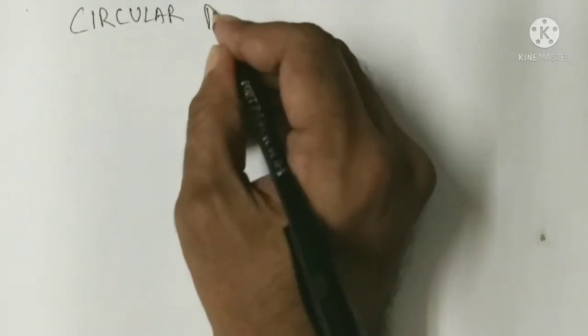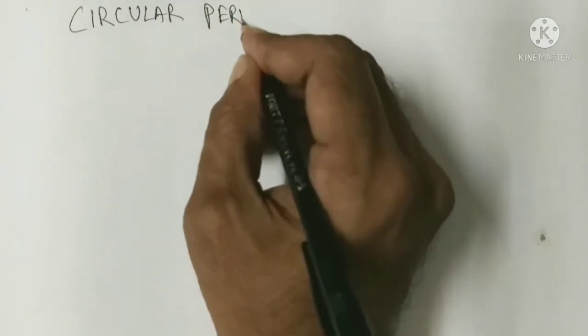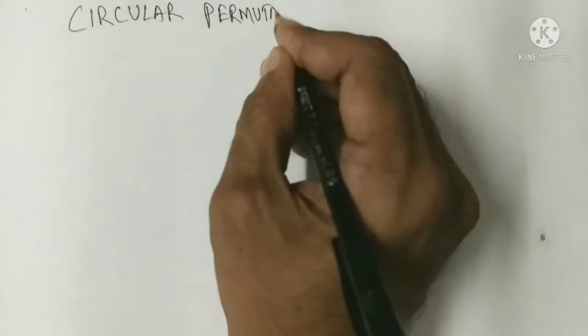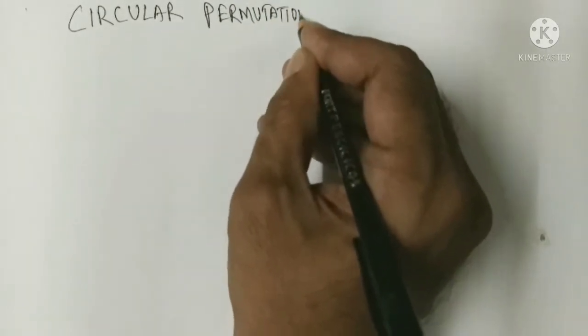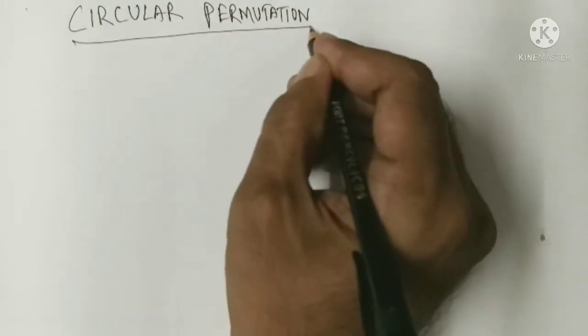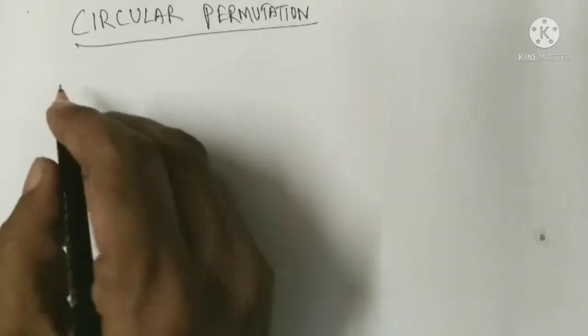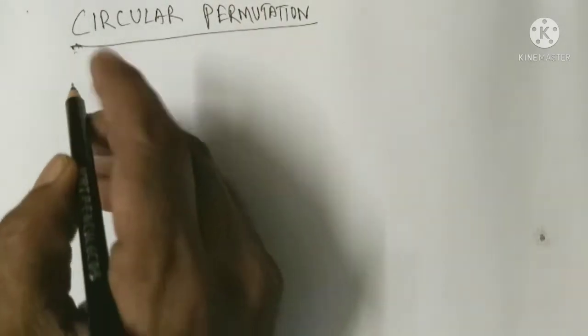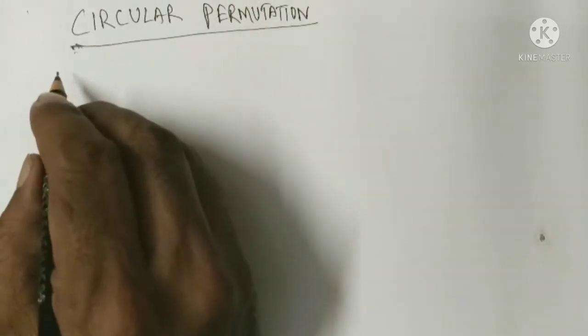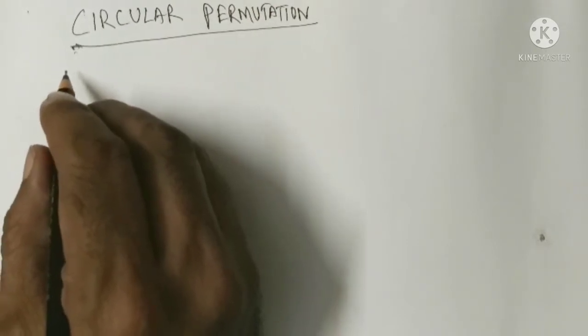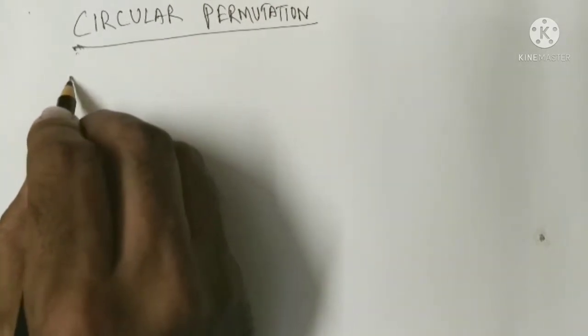That is circular permutation. The simple understanding is that permutation will be adjusted with respect to circular fashion, and first we establish here the formula and then we prove the formula, how this formula comes.